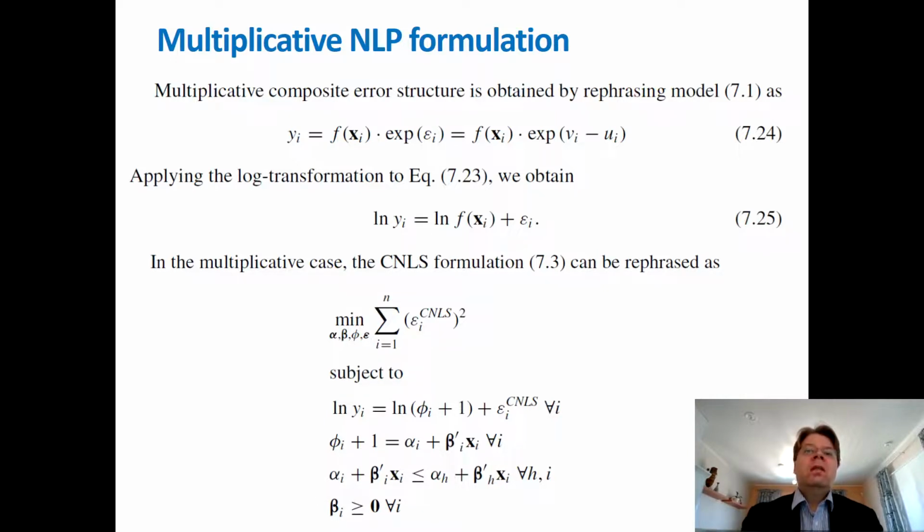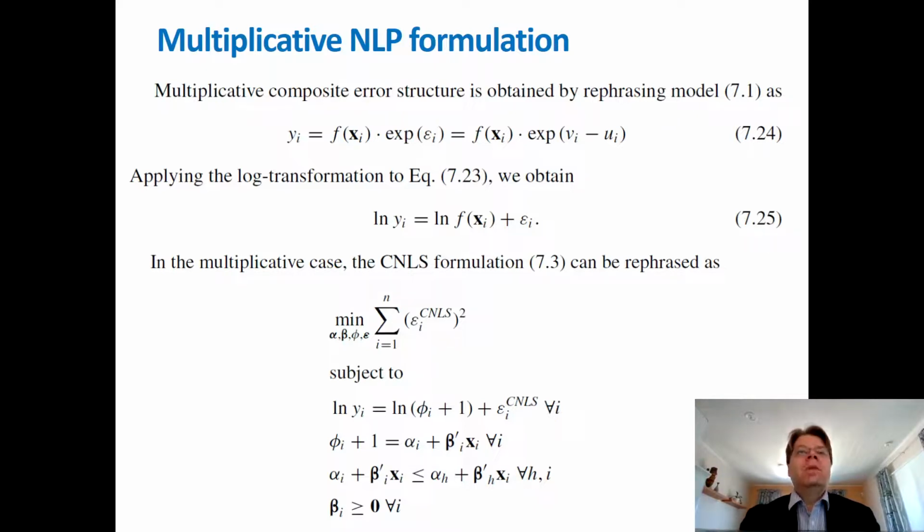Although in the NLP, of course, we cannot strictly guarantee that it's a global optimum in contrast to the Q-pair formulation. So some people prefer the quadratic programming formulation because the global optimum can be guaranteed, whereas then from the empirical point of view, this kind of multiplicative error structure can be very convenient, and there are a couple of reasons why it can be convenient.